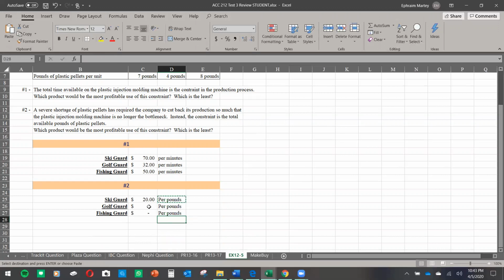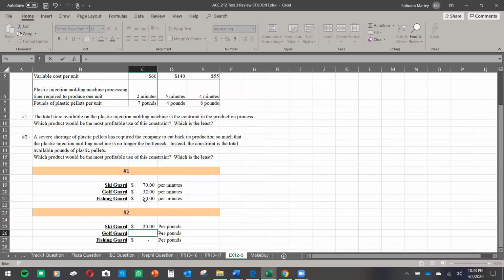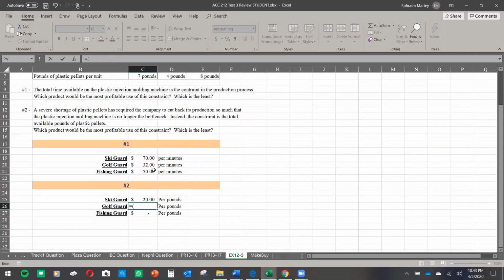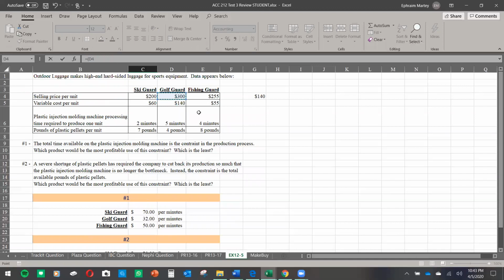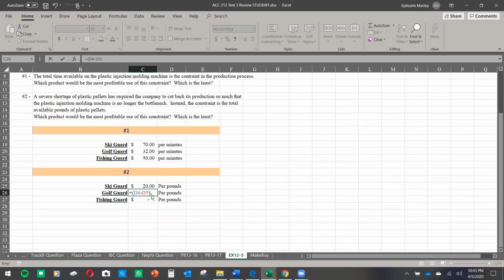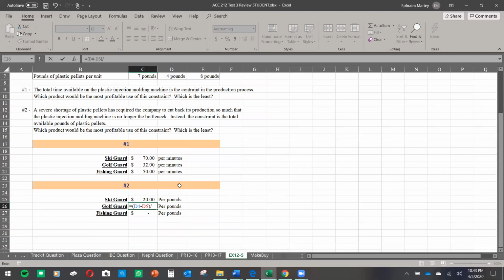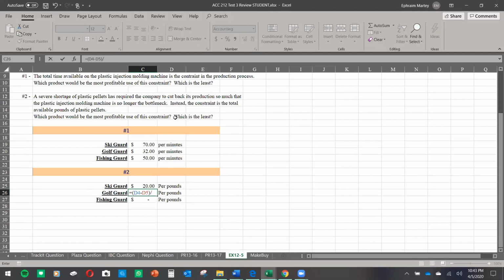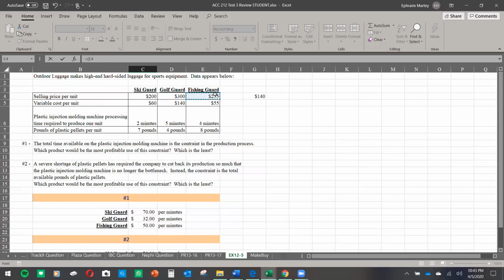That's the constraint. Now let's find the second one. For golf guard, we have this selling price minus this one. That gives us the contribution margin, divided by the constraint. The constraint is 4 pounds, so $40 per pound. Okay, that's what we're going to get. So we do the third one, which is fishing guard minus 55, close it, divided by what is the constraint?